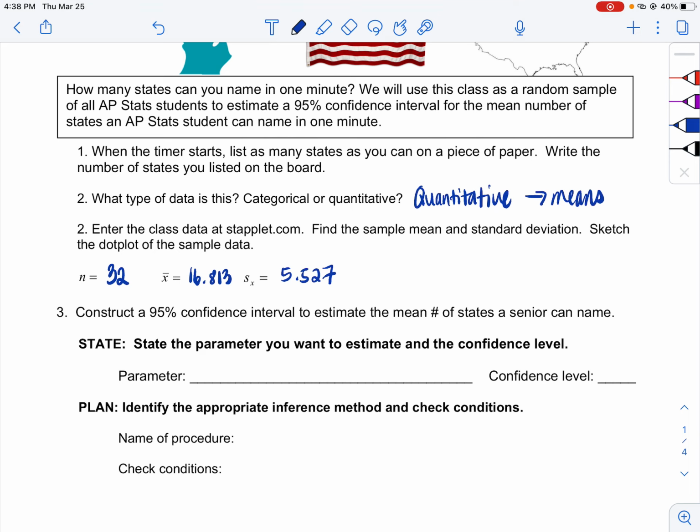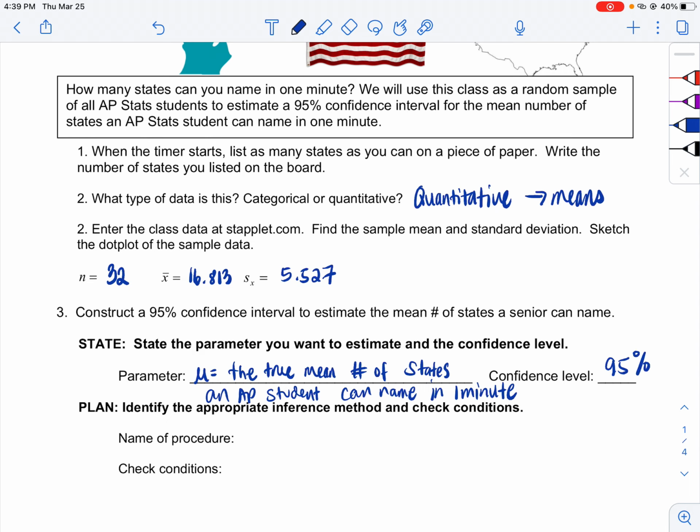State the parameter you want to estimate and the confidence level. Of course, we want to estimate the true mean number of states an AP Stat student can name in 1 minute. The confidence level is 95%, it's given.